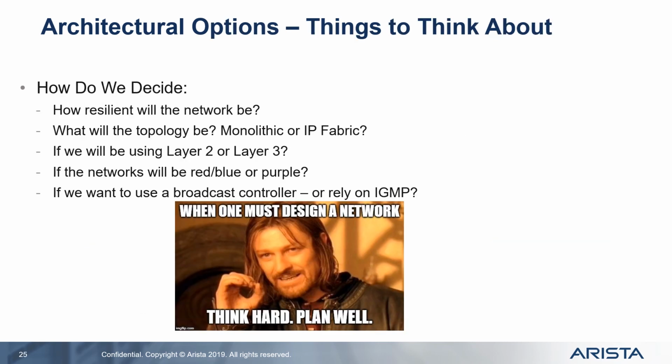So options, things to think about. How do we decide how resilient we want the network to be? Will we be using SMPTE 2110-7? What topology are we going to want to use? Monolithic or an IP fabric? Will we be using layer 2 or layer 3 multicast? The answer should always be layer 3. Will the networks be red and blue, air-gapped, or will there be purple networks? And will we want to use a broadcast controller that's bandwidth aware, or will we just want to rely on IGMP protocols to say what multicast address do you want, and then renew that every 125 seconds or so? These are all choices we have to make.